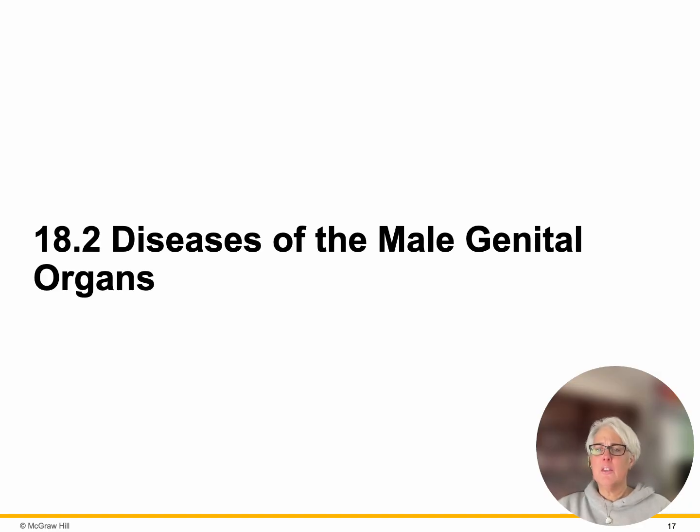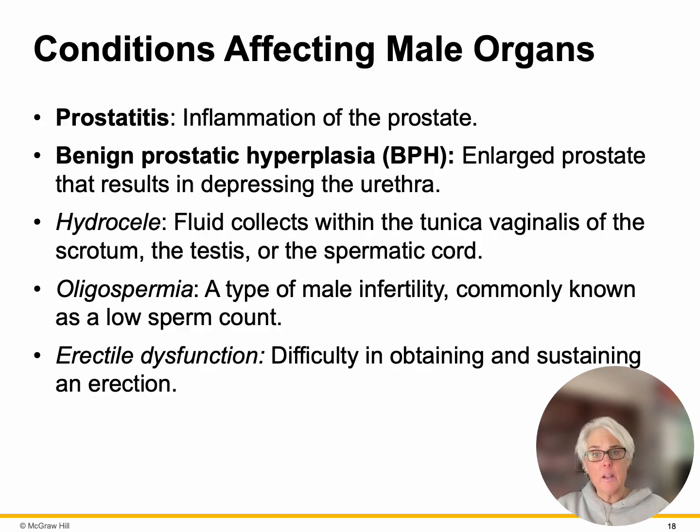Now we're shifting into conditions of the male reproductive system. In this section, I'm going to walk you through common diagnoses like prostatitis, BPH, hydrocele, oligospermia, and erectile dysfunction. Now, as I talk through them, I want you to think about their symptoms and how they show up in code categories. Pay attention to whether laterality is documented for testicular conditions, because we know that matters in coding.